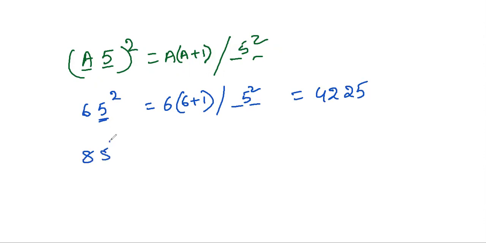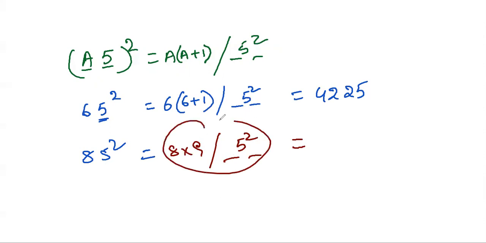If it is 85 square. Very simple. 8 into the next number, 9, and 5 square. See, for understanding purpose I am writing these things, but actually this step is not required. 5 square is 25, you know that. 8 into 9 is 72.